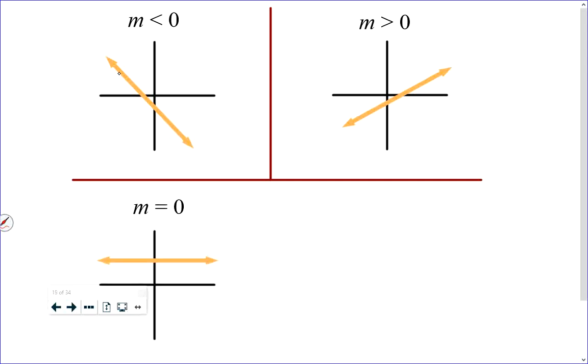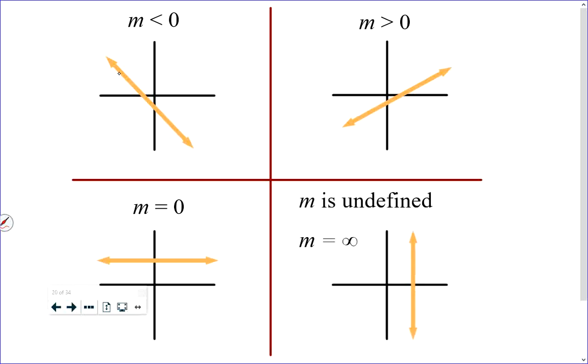And finally, you should know that that is a slope of 0, and this is a slope that's undefined, although we can get away with saying it's infinite. So does anybody have any questions or comments about anything I've talked about with regards to linear functions?